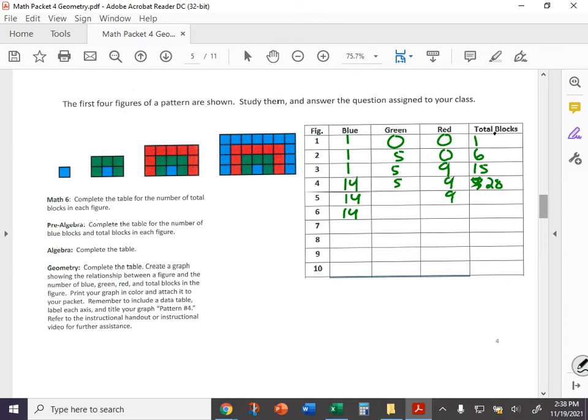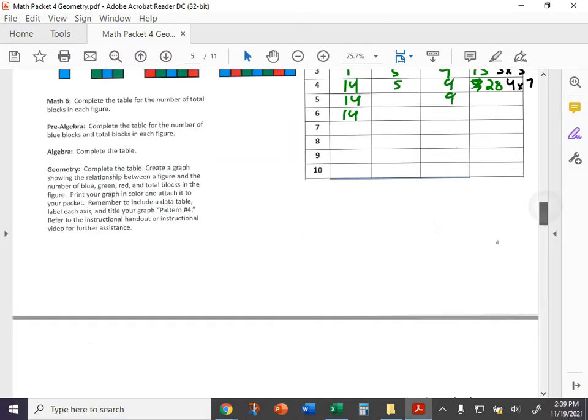And we started with a 1x1 square to get 1 block. Then we went to a 2x3 rectangle for 6, a 3x5 rectangle for 15, and a 4x7 rectangle for 28. Maybe you're seeing a pattern develop. If not, take a closer look at the multiplication that I just wrote down and see what you can come up with there. But I would start with the total blocks and then fill in the other colors as needed. And then don't forget to do the graph as well.